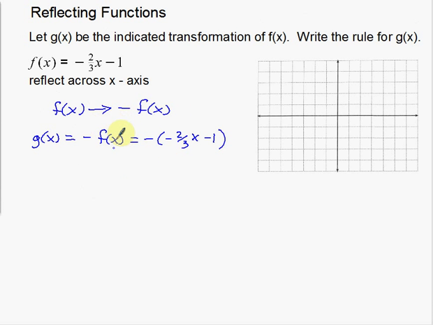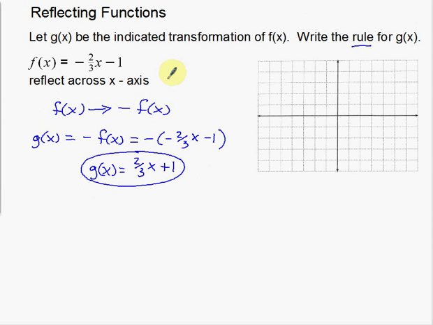Notice we took the f of x and replaced it with the entire function. Remember what f of x is up here. And then after we take this negative and distribute it, the new g of x function, the new rule, is going to be a positive 2/3 x plus 1. Positive 2/3 x plus 1. So there's my answer. I can actually stop right there. If you understand how to do the notation, you can pretty much stop right there. That's the new rule for g of x after flipping f of x across the x-axis.